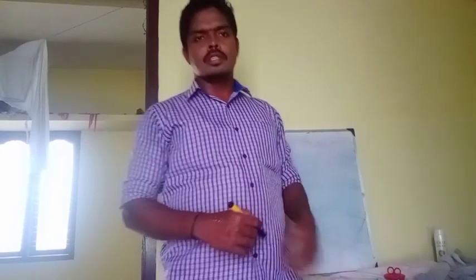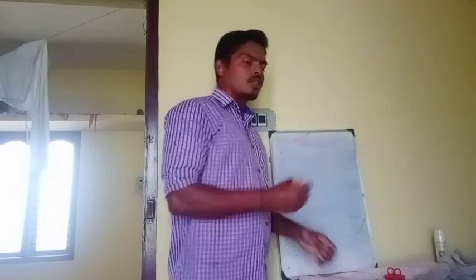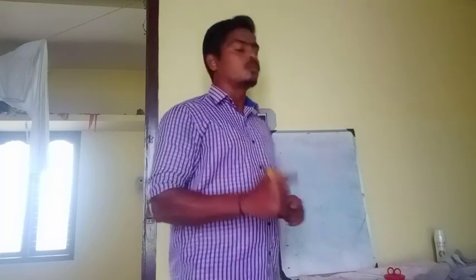Good morning, students. Last class I was discussing animal tissue and I told you about epithelial tissue. Today I am going to take connective tissue. I told you that in epithelial tissue there are four types: squamous epithelium, ciliated epithelium, columnar epithelium, and I told you the functions of each. So today we are going to have the next animal tissue, which is called connective tissue.